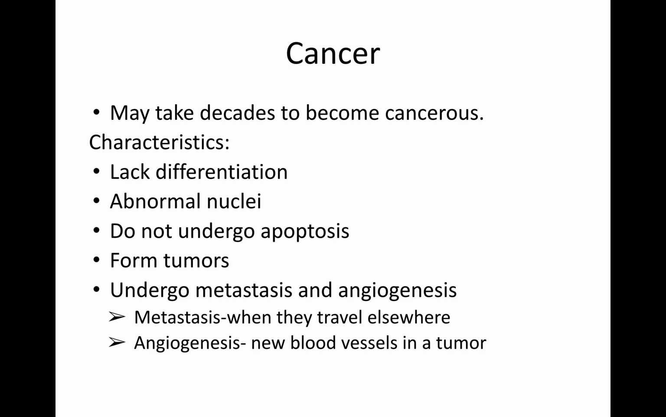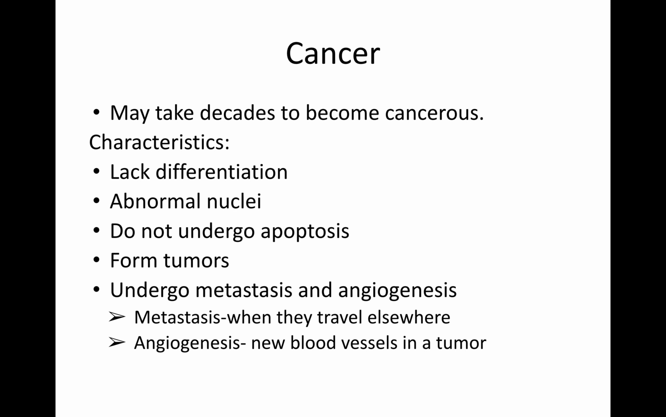So the characteristics of cancer: usually the cells will lack differentiation. Cells have certain jobs in the body, right? And they all look different based off of what their job is in the body. These cancer cells don't care about what their actual job is. They've been hijacked, and their job now is just to grow and divide. Most of the time, their nucleus looks weird, abnormal. Apoptosis does not occur for cancerous cells, and they form tumors.